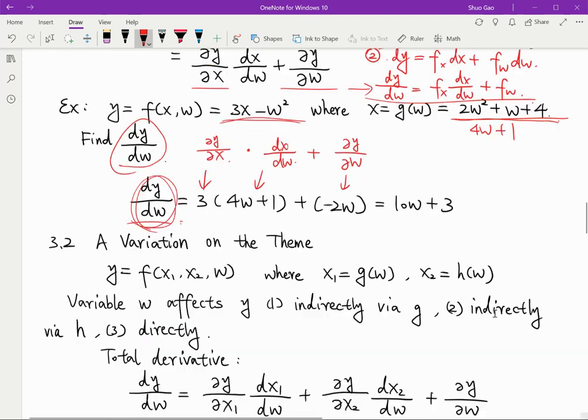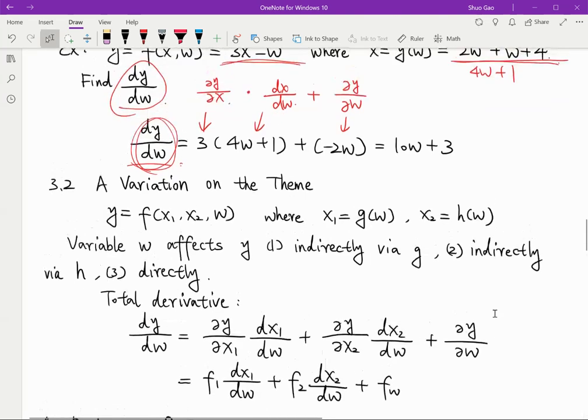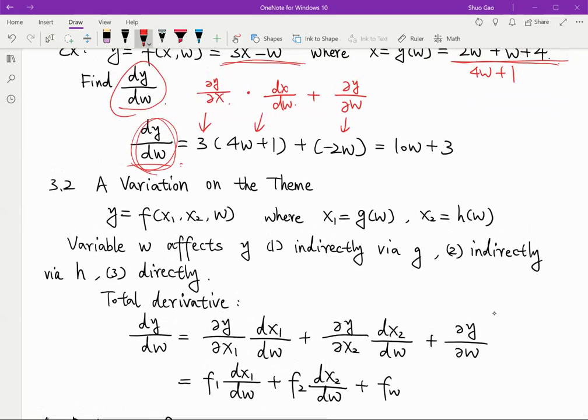Okay. And then, so this is a variation. So let's look at a more complicated case with y equals f(x1, x2, w), and both x1 and x2 are functions of w, right? So x1 equals g of w and x2 equals h of w.